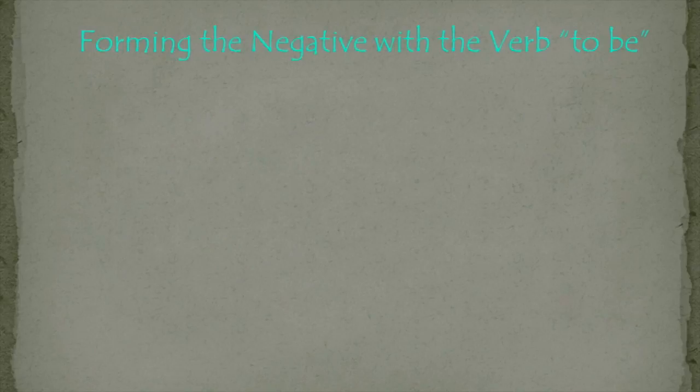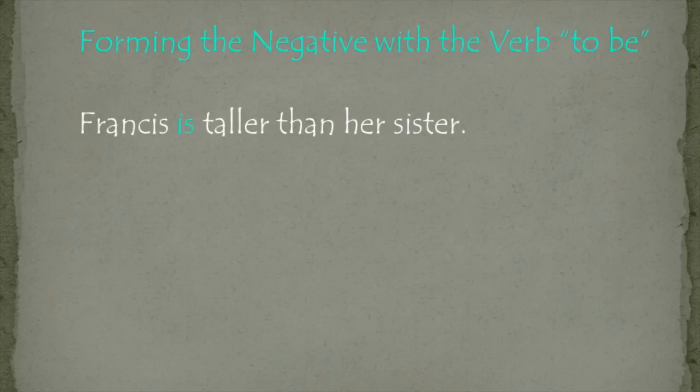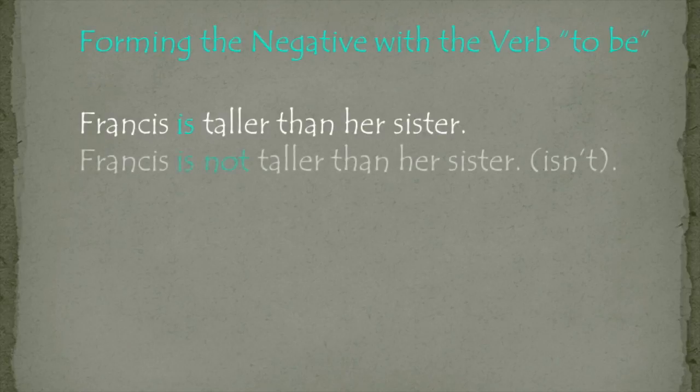Now, the verb to be is a little bit different. It does not use the helping verb to do. It simply uses a conjugated form of the verb to be followed by not. So let's take a look at some examples. Frances is taller than her sister. Frances is not taller than her sister. And is not becomes isn't.